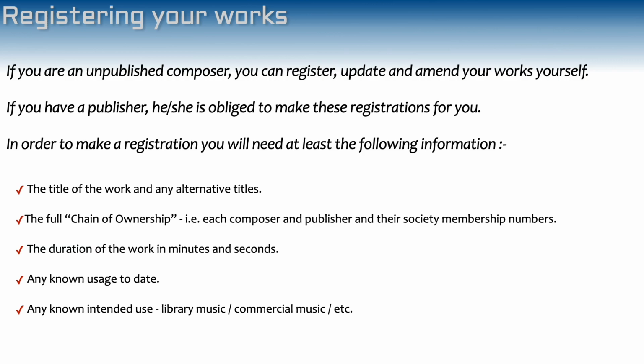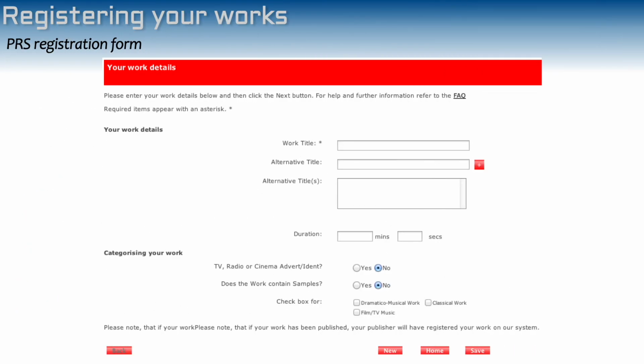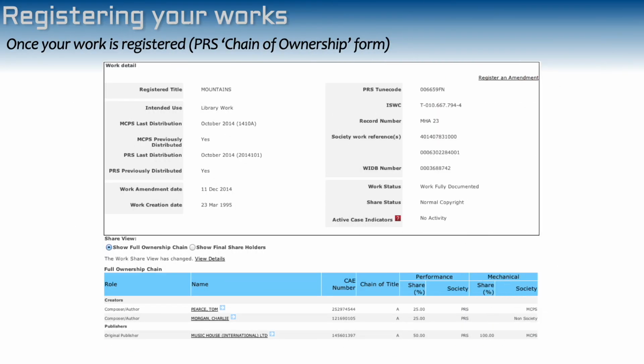should also be noted. This example here is a PRS registration form, and as you can see, it's fairly clear and straightforward and covers all of the items that I've just mentioned. Once your work is registered, you will then get a chain of ownership form, and as you can see here, it details everything about that composition.